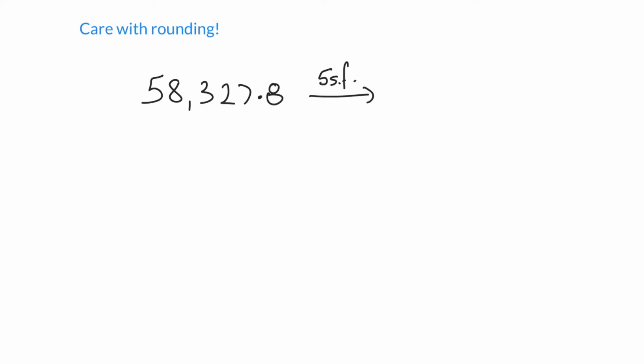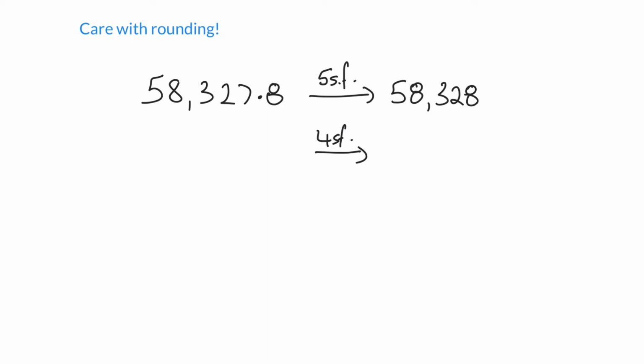Okay, so that's not too bad. So we've got to five significant figures. We take the first five, so 5, 8, 3, 2, 7, and we remove the 8. And because it is a 5 or higher, we round up the one next to it. So that would become 58,328 with rounding up.